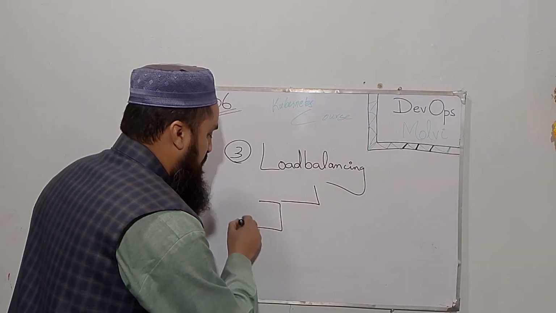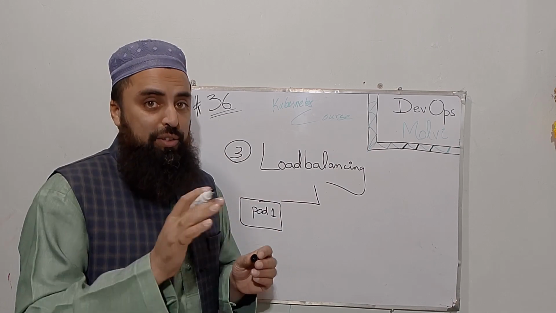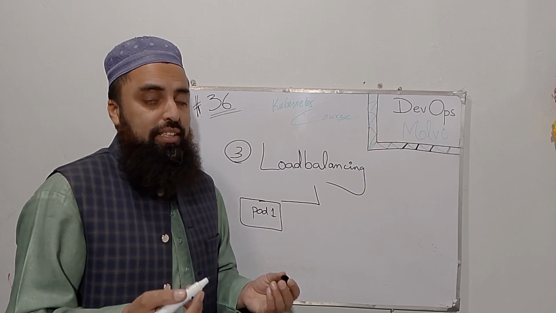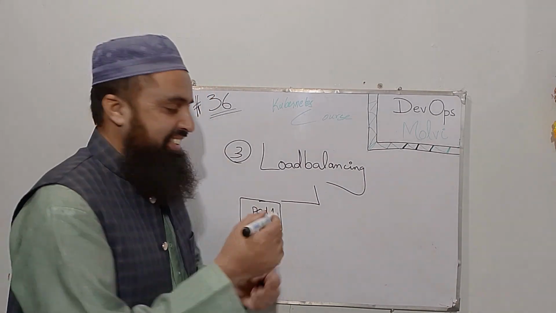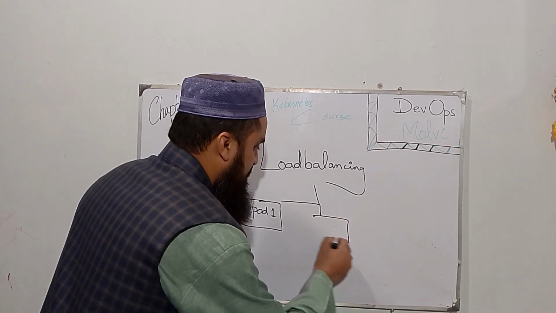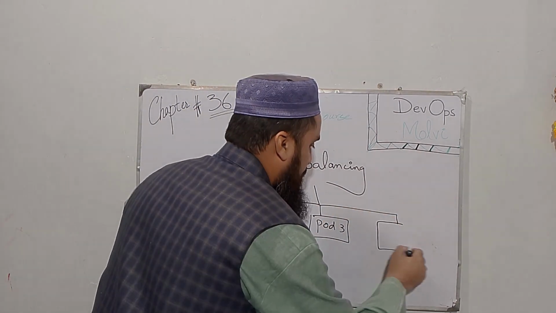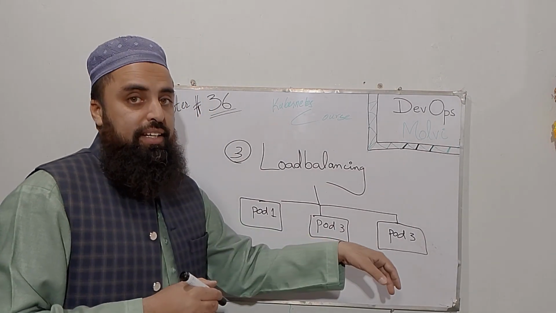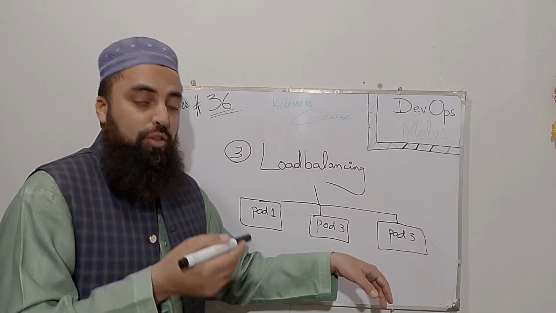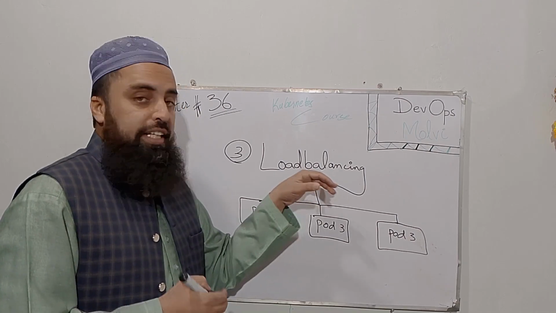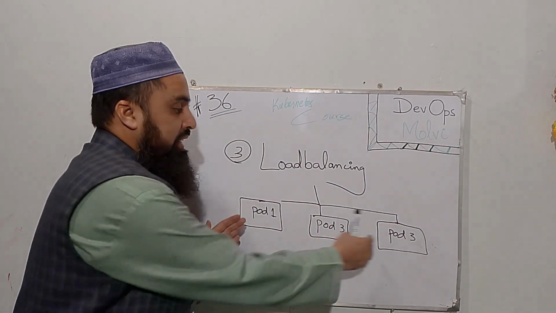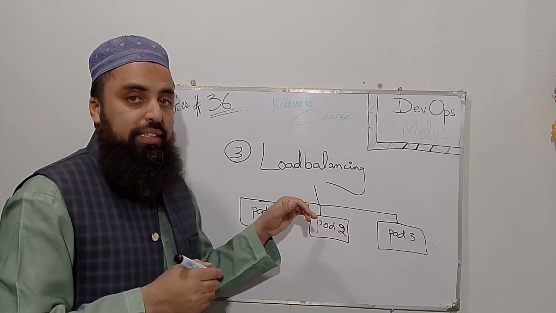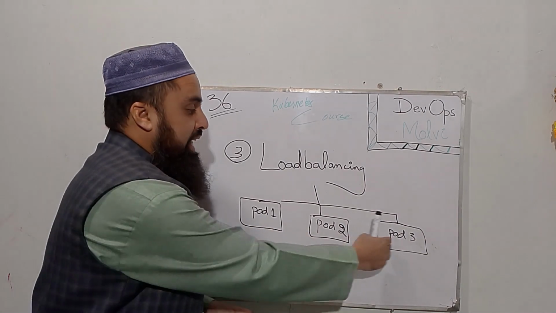Now I have this pod 1. Don't worry, we are going to discuss pods in detail. A pod contains multiple containers. This is pod 2 and this is my pod 3 on worker nodes. All these pods contain applications running inside the containers. So load balancing in Kubernetes equally distributes the traffic among these pods.